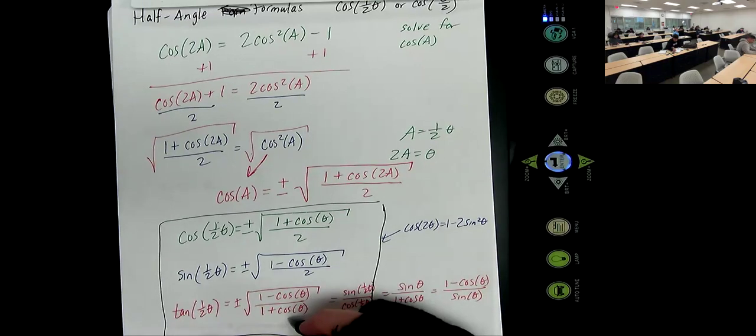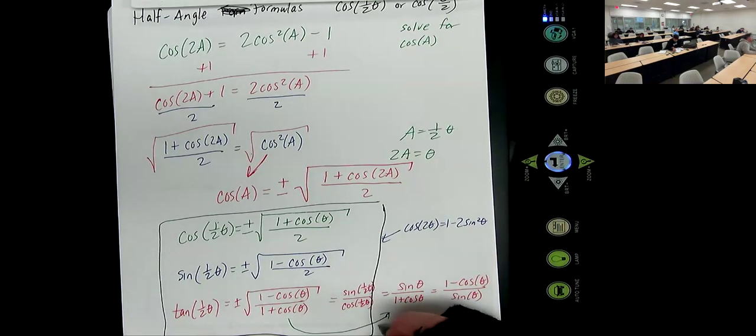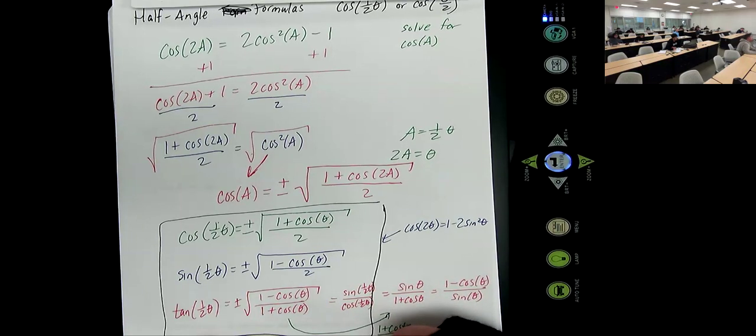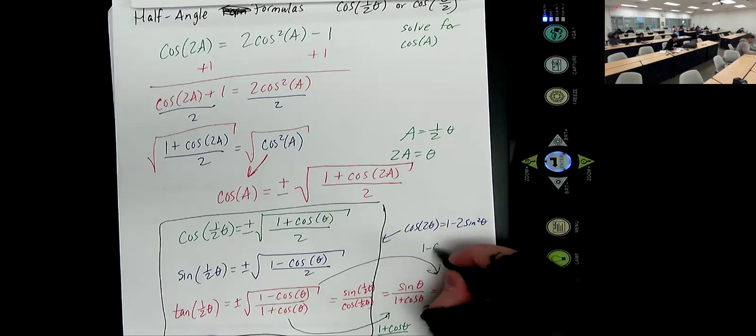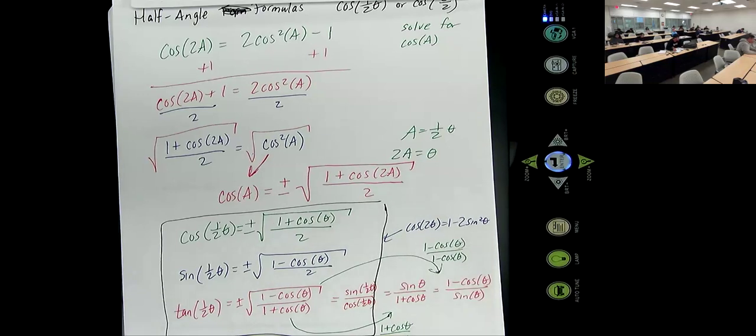To go from here to here, you multiply top and bottom by 1 plus cosine theta, on the inside of the radical. And to go to that one, you multiply by 1 minus cosine theta on top and bottom. And you do some formula cleanups. But those are the half angle formulas.